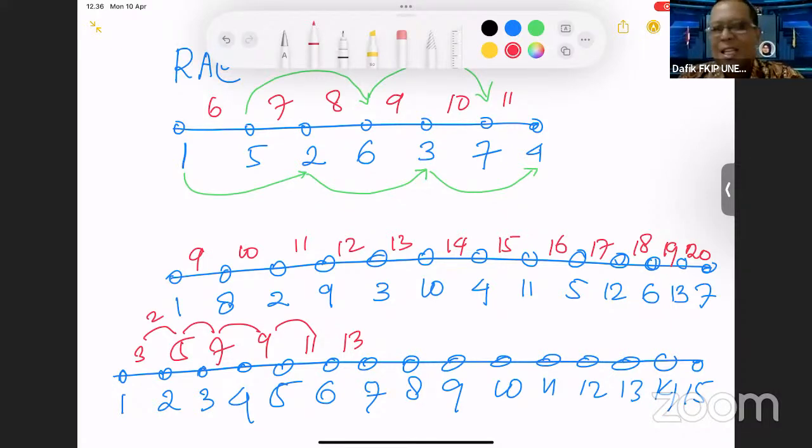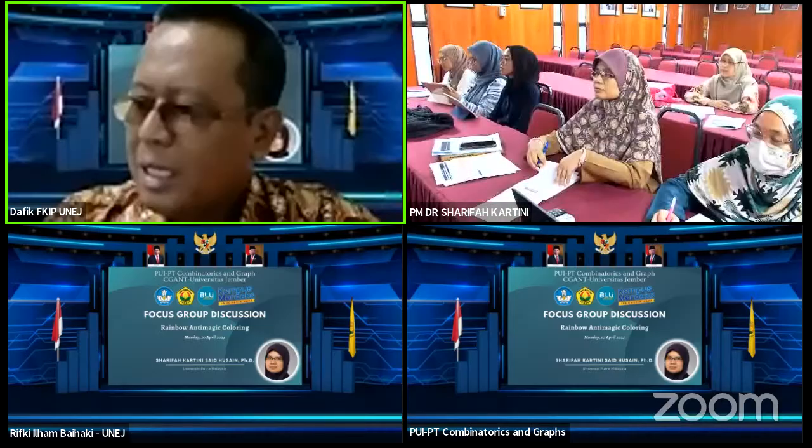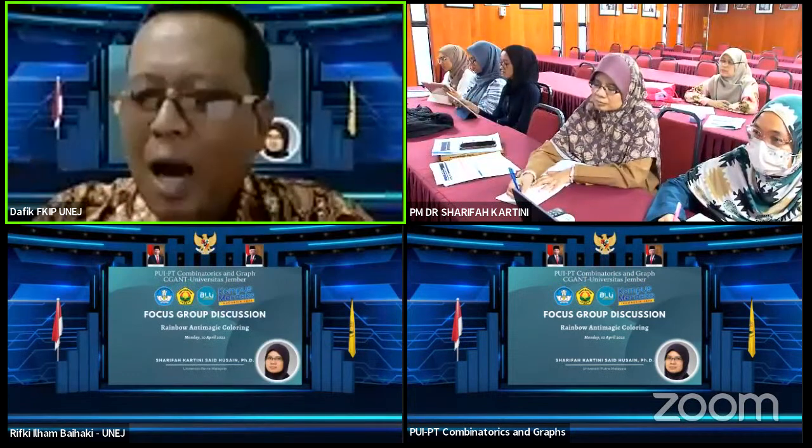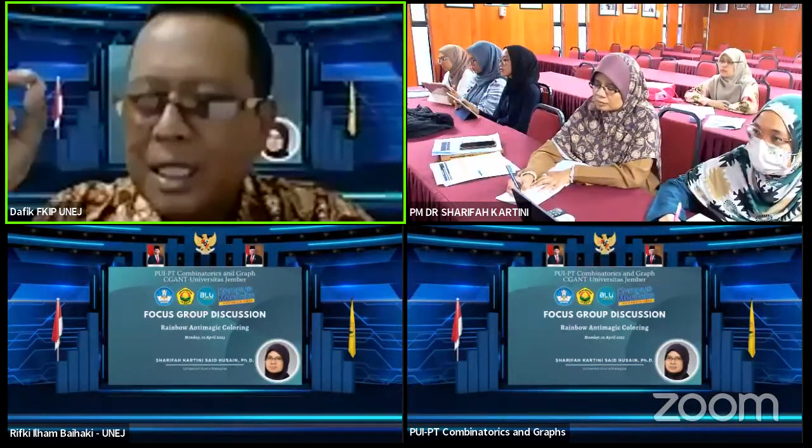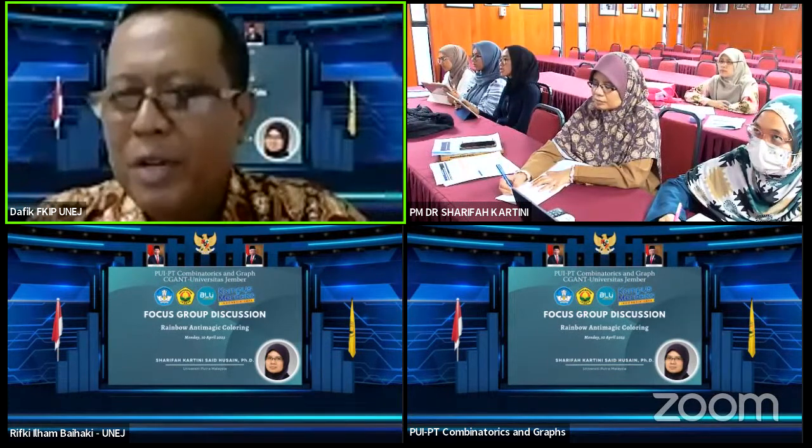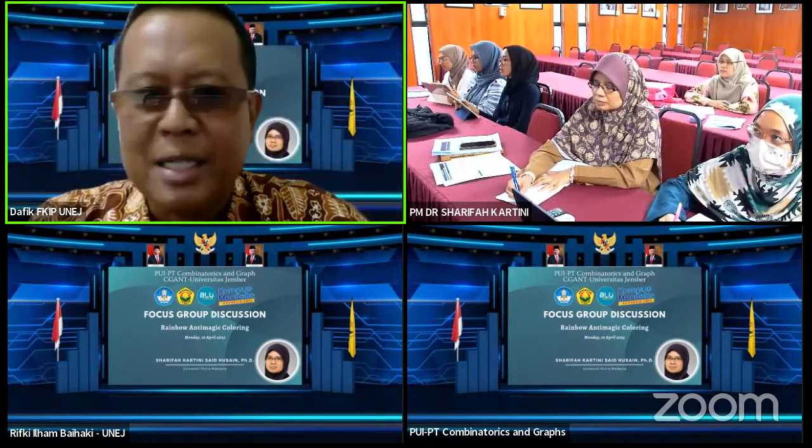But if it is not a path, then it will be complex. The application we already studied, and I already published in a paper. Any tree also has these properties. What are the properties? If you count the number of colors, how many different colors does a path have for a rainbow anti-magic coloring?